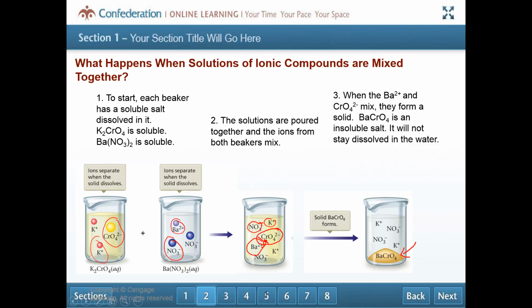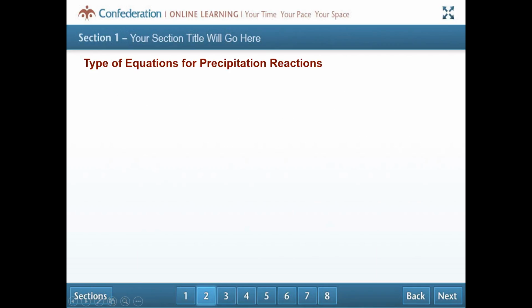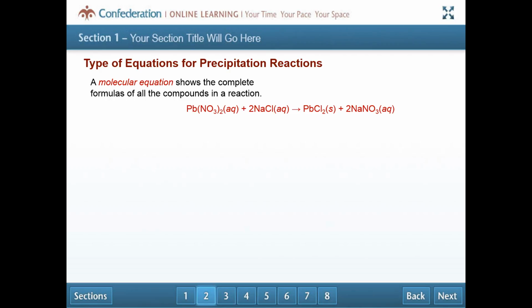So of course we want to be able to write that in an equation as well. So let's look at that. We're going to use a different example here. So far we've talked about one type of equation, and we've just called it a balanced chemical equation. Now we're actually going to be more specific. We're going to call it a molecular equation. So here we've got a molecular equation.